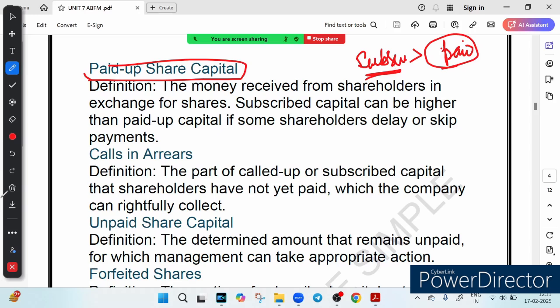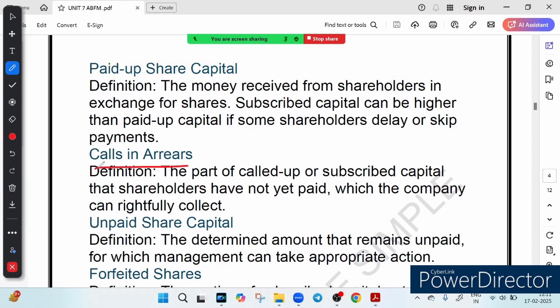Now there is something called call in arrears. So what do you mean by call in arrears? This is called pending payment. This pending payment is what we call call in arrear, right? So if some shareholder doesn't pay on time, the pending amount is called call in arrear. Obviously the company has the right to collect this pending payment from the investor, just like a bank reminds you about a missed EMI. Suppose you missed paying an EMI, so the bank reminds you. Similarly, the company has a right to collect this call in arrear, meaning the amount which the shareholder has not paid, right?